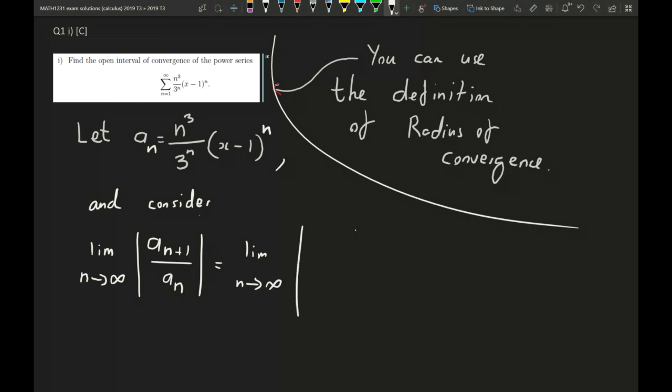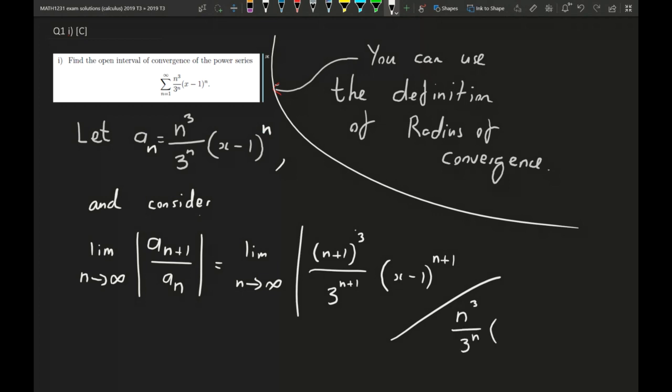So I'm trying to consider what this limit is doing. Well, just put in the expression. We have an (n plus 1) cubed over 3 to the n plus 1, and an (x minus 1) to the n plus 1. And all of that is being divided by n cubed, 3 to the power of n, and (x minus 1) to the power of n. So to make any sort of progress, we're going to have to simplify this.